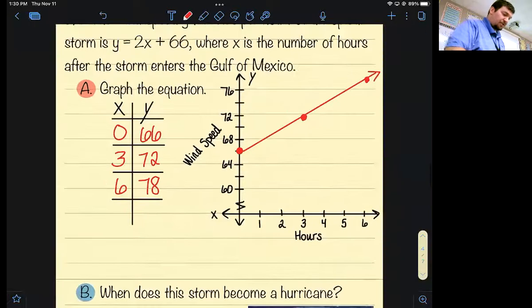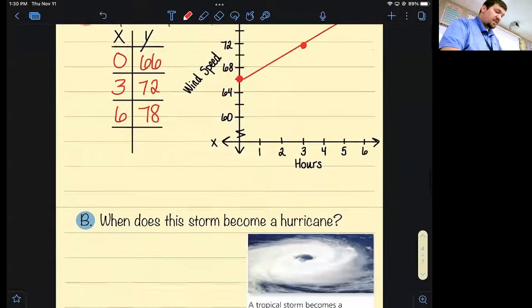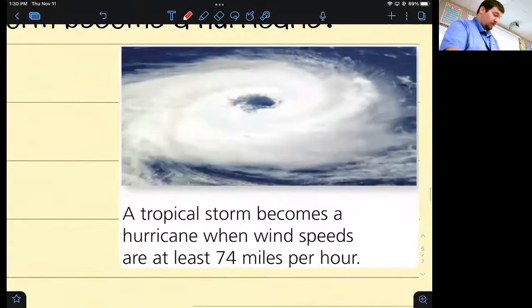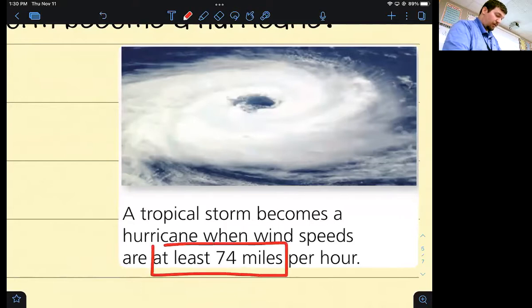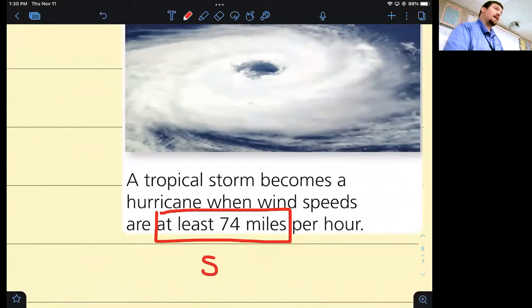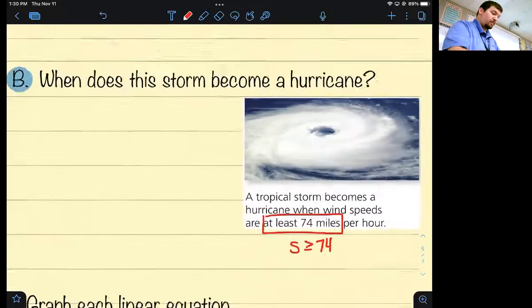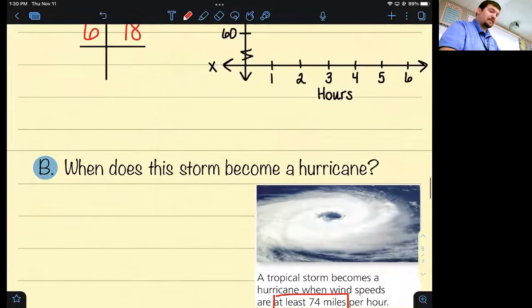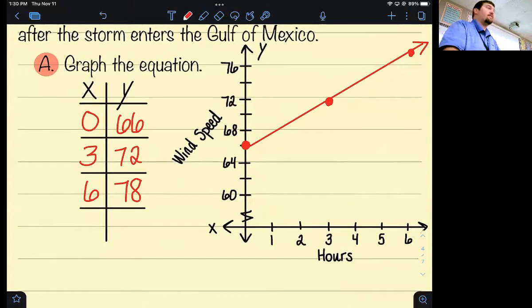All right, so let's answer some questions about this. When does the storm become a hurricane? A tropical storm becomes a hurricane when wind speeds are at least 74 miles per hour, which means the speeds have to be less than or equal to, or greater than or equal to? Greater than or equal to 74. That's right. So when in this tropical storm does it become a hurricane then? When does it have speeds that cross or equal or are greater than 74, Xander?